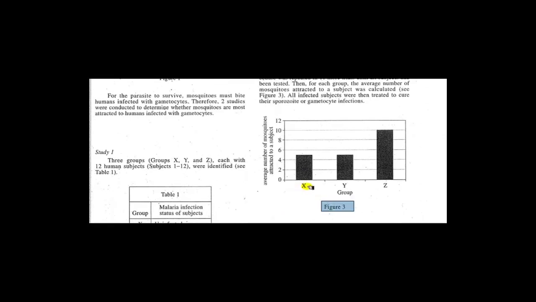We have group X, we have group Y, and we have group Z. Now, if you look at the definition of what that means, over here in table 1, we're kind of combining the results from two different columns. If you look here, X is defined as unaffected. So here is the Y-axis. It says the number of mosquitoes attracted to the subject. So here we are at 4.9 or something like that for X, which is unaffected.